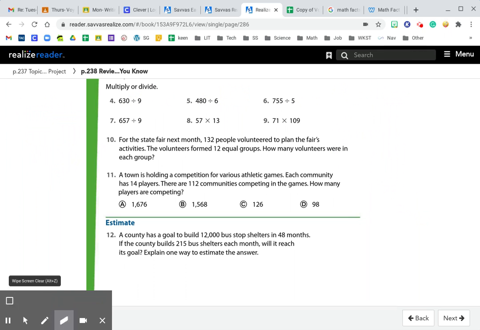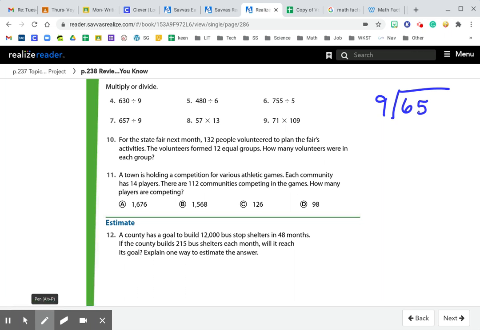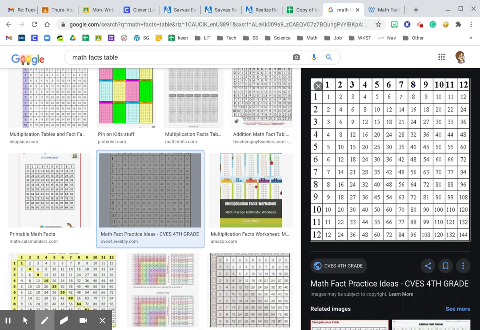For the next one, number 7, we have 9 into 657. Now let's take a look at our chart again. 9 into 65. So I take my eyeball and I start at the 9, and I'm going to go across. Ooh, I'm drawing. I didn't mean to be doing that. I go across 9 until I am less than 65. So here's the digit that's less than 65.